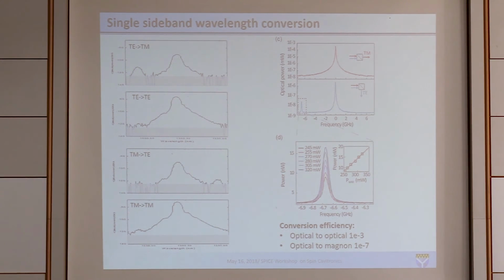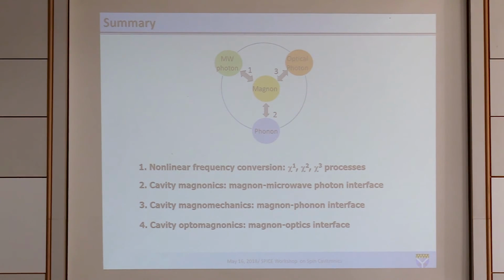I got 5 minutes left, so I'm going to conclude. I told you about all these different couplings, and I remain to have this dashed line over here. I have a strong coupling between Magnon and microwave photon. I have a strong coupling between Magnon and a mechanical vibration, but I do not have strong coupling between Magnon and optical mode. And this is a hard part. This has been realized in the cold atom system, but not in solid state material.